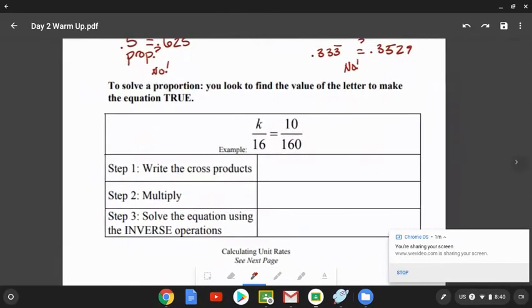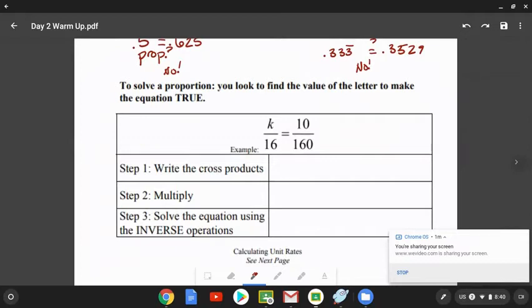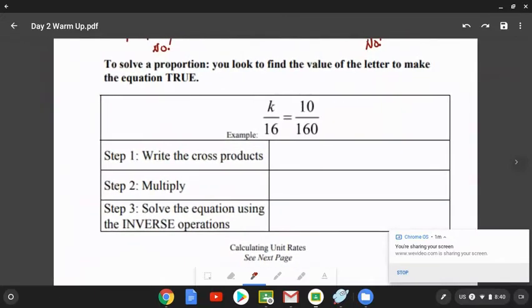Okay? To solve a proportion, remembering back from a few days ago, you look to find the value of the letter to make the equation true. Okay? Here, step 1 says, write the cross products. We have 160k is equal to, what is 16 times 10 is 160. You just multiplied. Now solving this, we're going to divide by 160 because the 160k means multiplying. So we're going to take the inverse of that. That means division. Dividing by 160. Here we have reduced down to 1. So k is equal to 1.